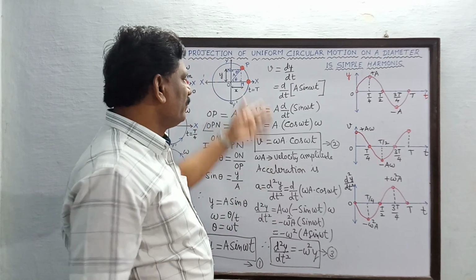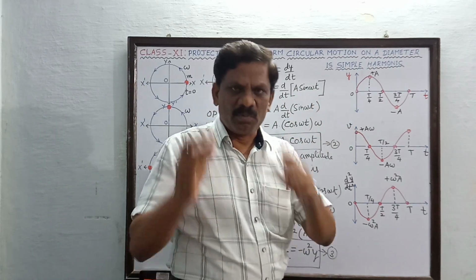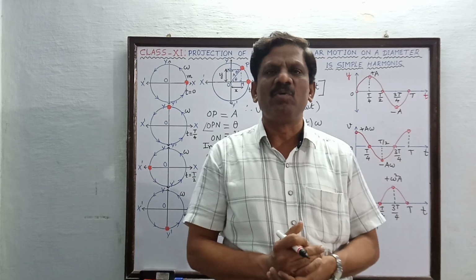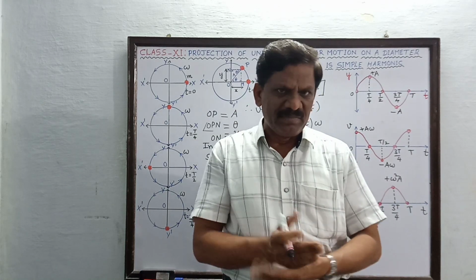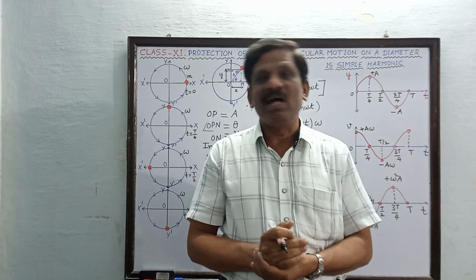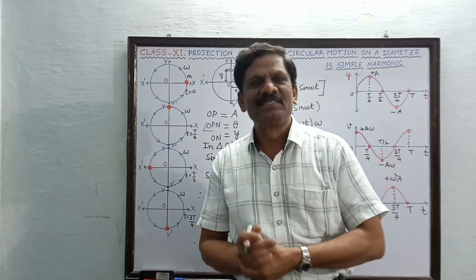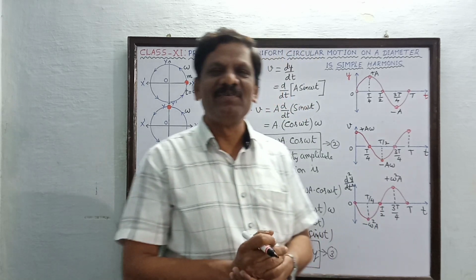So from this we confirm that the projection of uniform circular motion on any diameter is simple harmonic. Have you all understood? I hope you must have understood well. Fine.